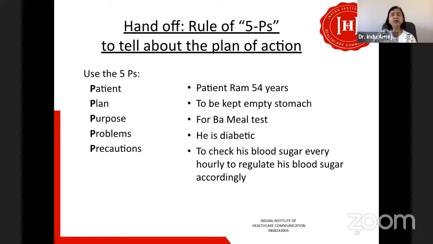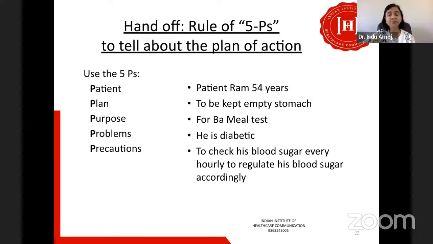So this is one very simple handoff tool people are using across the world, and they find it very useful, and that's called the rule of 5P. Whenever you are handing over, you talk about the patient, what is the plan, what is the purpose, the problem that the person can expect, and the precaution that you want the person to keep in mind. That's a wonderful way, the simplest way, that people are using. But this does not meet the requirement of complex care areas. So there we require a more detailed handoff.